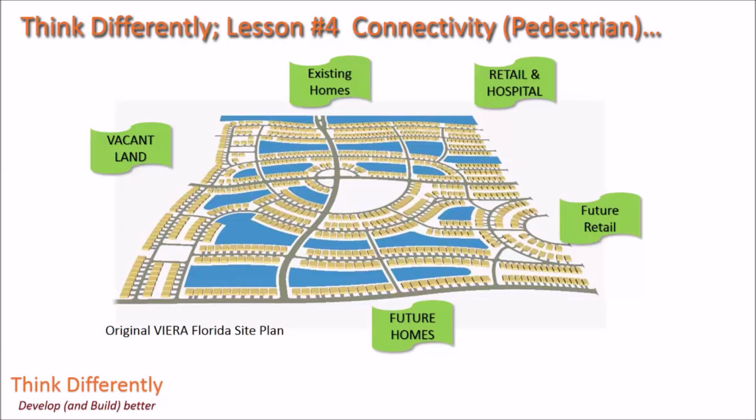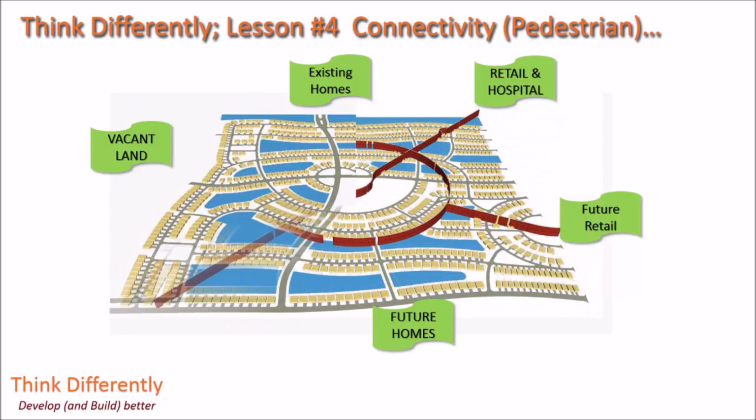This was the before plan, a modified grid of Viera, Florida. The existing retail commercial is at the upper right corner. There's future retail to the right, existing homes to the upper side, and future homes to the south. The 2 main east-west streets and north-south streets that bisect this into 4 different neighborhoods had to have similar connection points, and they had to stay.